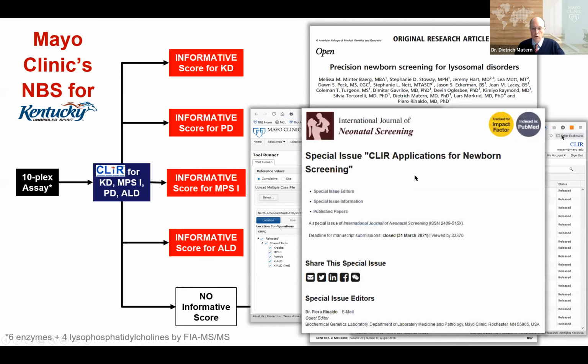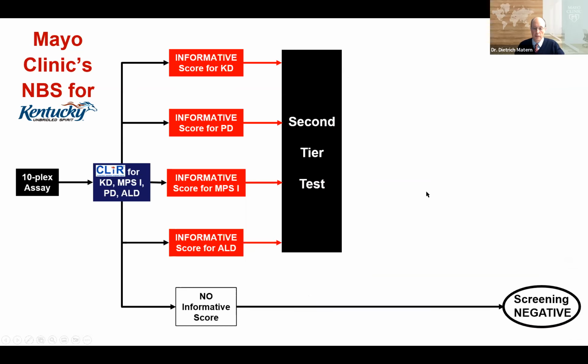And if you want to learn more about CLEAR, there's a whole special issue in the International Journal of Neonatal Screening that came out a couple of years ago, where you find a bunch of papers about CLEAR and how it is used. It's a free bioinformatics tool for newborn screening programs, but it does require some effort to submit data and then to learn how to use it. But it's worth it, as Joe said. You just can trust me.